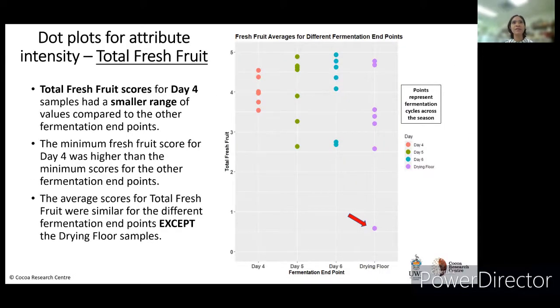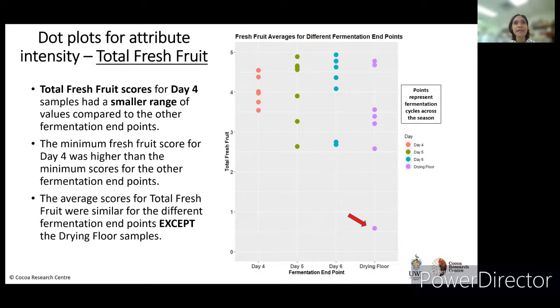So here I just want to focus on the intensity of fresh fruit flavor in particular. On the horizontal axis of this graph, we have the fermentation endpoint, so the day 4, day 5, day 6, and the drying floor samples. And on the vertical axis, we see fresh fruit intensity, which was determined by our panel after sensory assessment. The individual dots in this graph represent individual fermentations. The red dots represent day 4, the green dots are day 5, blue dots are day 6, and the purple are the dry floor samples.